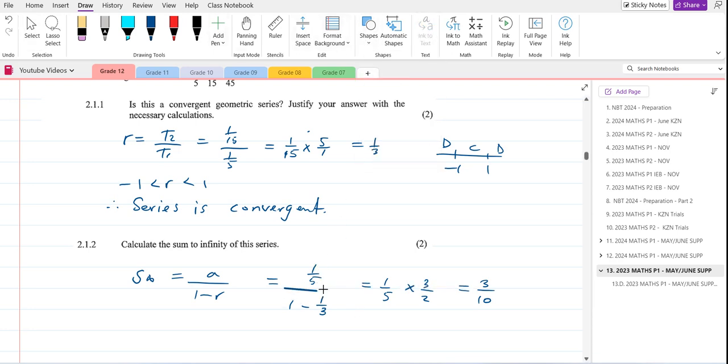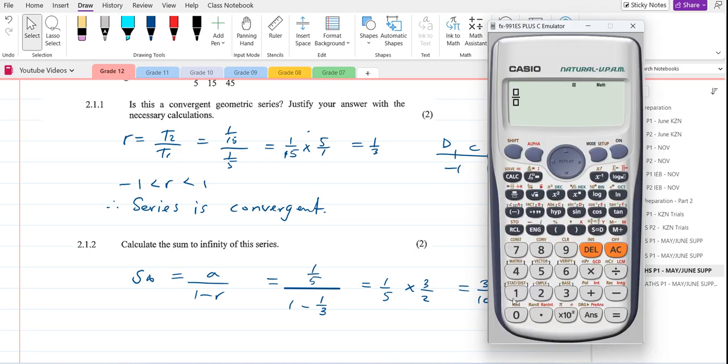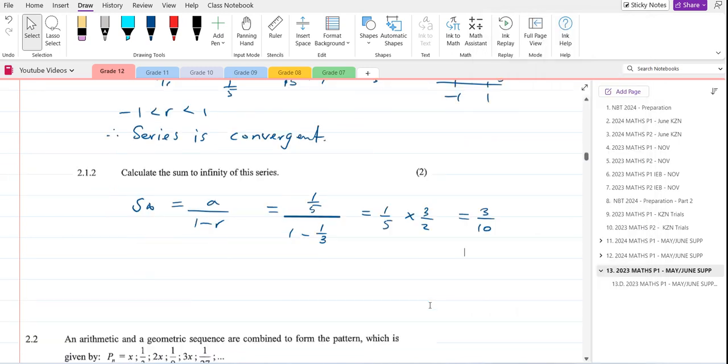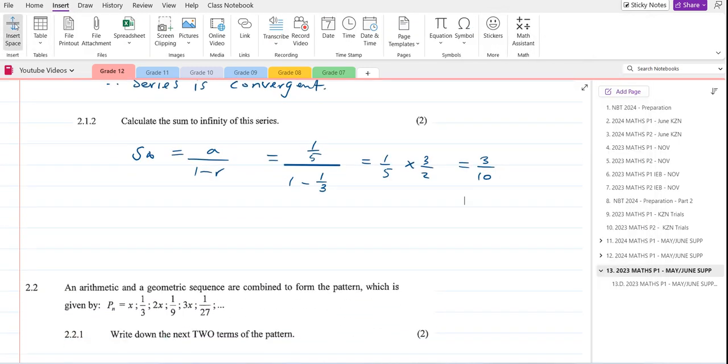Let's put 1 over 5 divided by 1 minus 1 over 3. Right, so I'm getting an answer of 3 over 10. That's the sum to infinity. Moving on to the next problem.